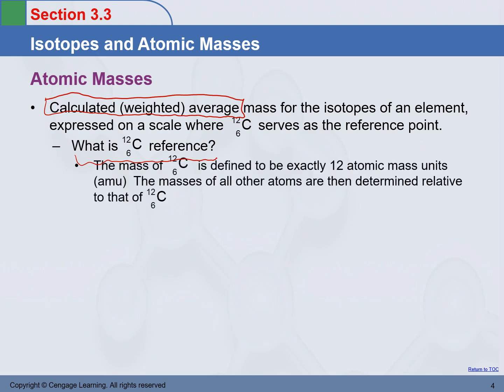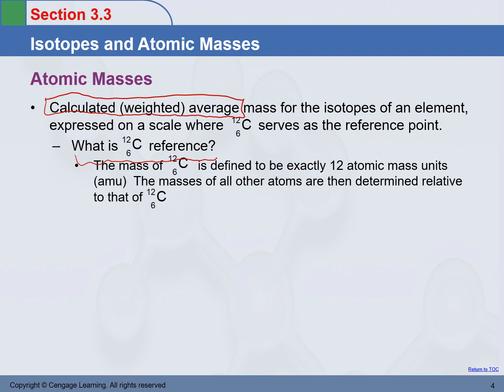Okay, this is the statement about the carbon-12 reference. The mass of carbon-12 is defined to be exactly 12 atomic mass units. Atomic mass unit is called AMU. Then the masses of all other atoms are determined relative to that of carbon-12. To be honest, if this is the first time I'm reading this, I have no idea what this is talking about. So let's discuss this a little further.